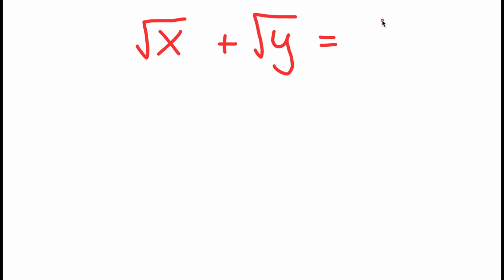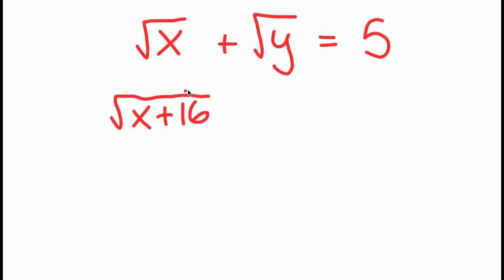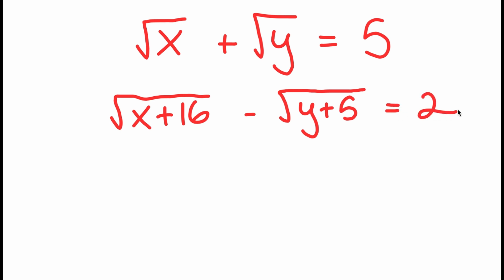Alright, so in this video, I'm going to solve an interesting system of equations. For my first equation, I have the square root of x plus the square root of y is equal to 5. And for my second equation, I have the square root of x plus 16 minus the square root of y plus 5 is equal to 2.